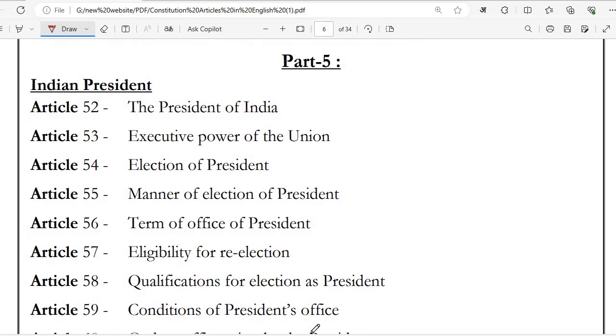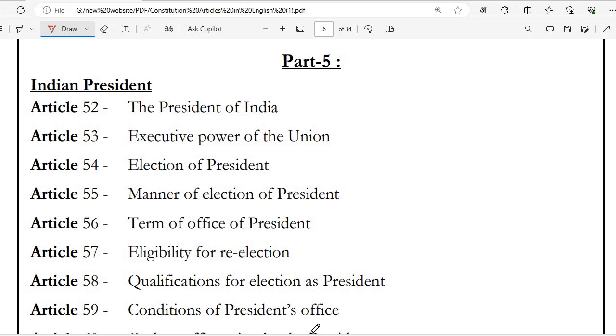Part 5, the lengthiest part of the constitution. First of all, it includes the provisions about the Indian president. Article 52 provided that there shall be a president of India, right? Article 53 says executive power of the union. It means the president is the head of the nation. So the executive power will be in the hand of the president.